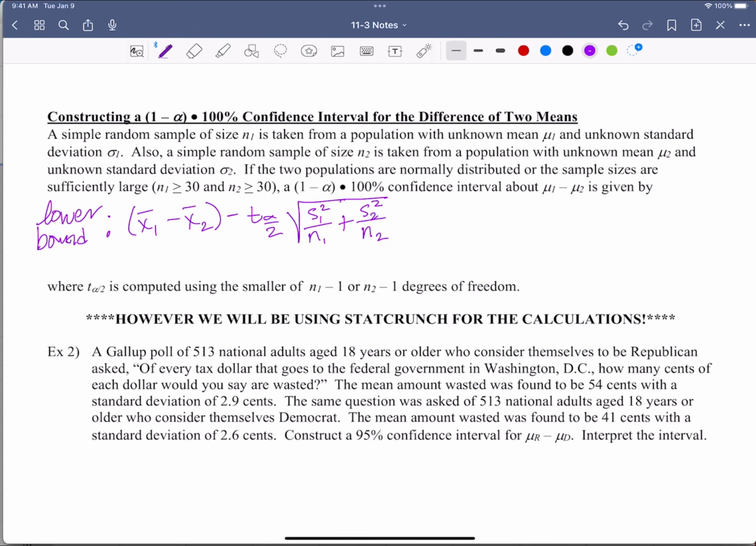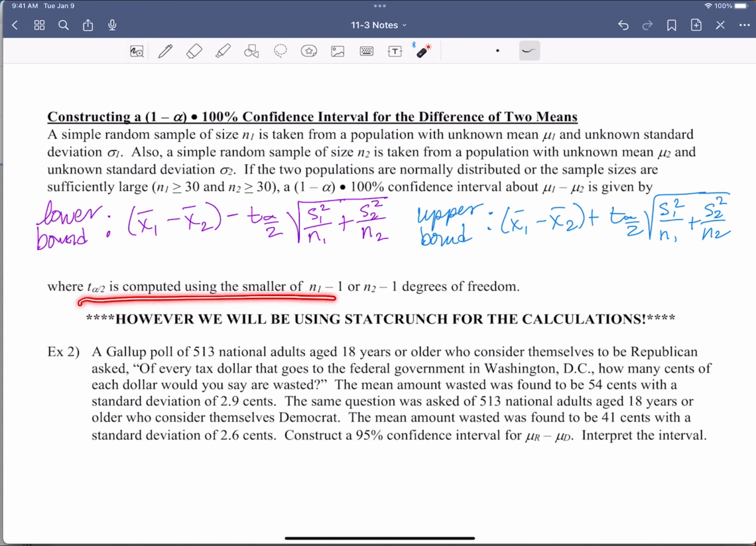So what do you think is going to happen with the upper bound? Yeah, literally the exact same thing, except it's a plus sign. So my first one minus my second one plus the critical value times the square root of the standard deviation squared over the sample, and then the second standard deviation squared over that sample amount. The upper bound and the lower bound, where the critical value is computed with your degrees of freedom, independent, right?